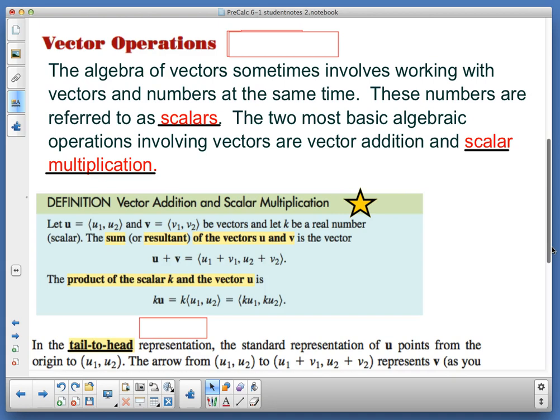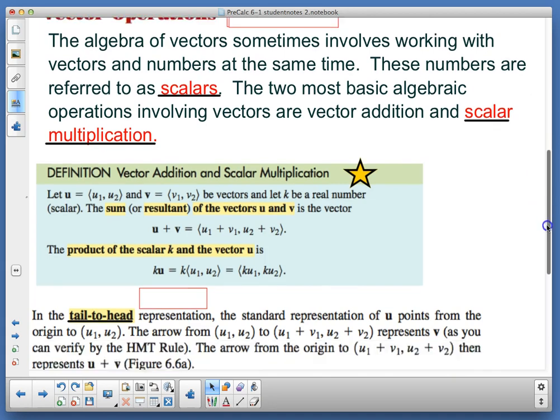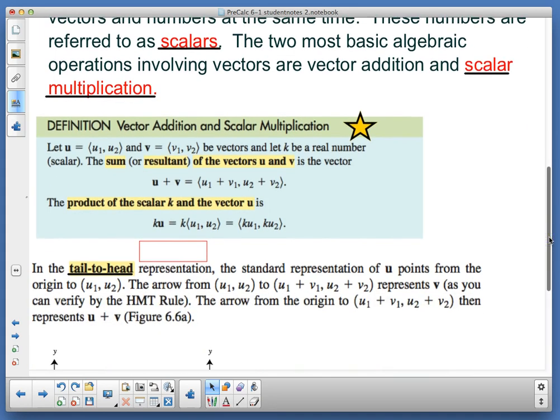You guys have seen vector addition as resultant. The resultant of the vector, which means you add your x terms or your a terms and your b terms, your x components and your y components together. Okay, and that's what they're talking about here, the sum or resultant of the vectors, and you're just adding your x's together and your y's together of that vector. And the scalar, you just multiply your x and y by the same value.